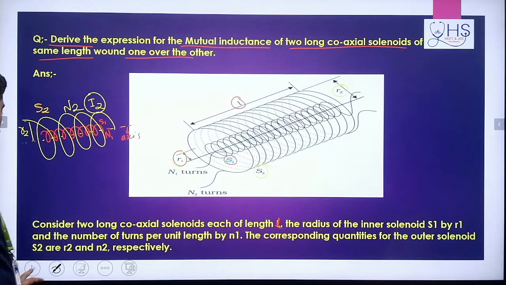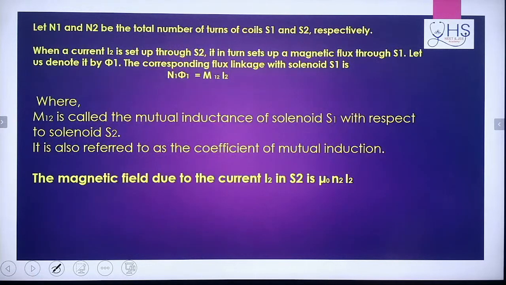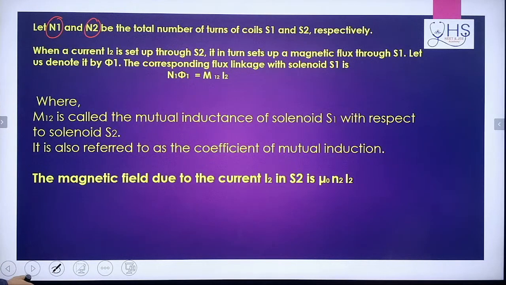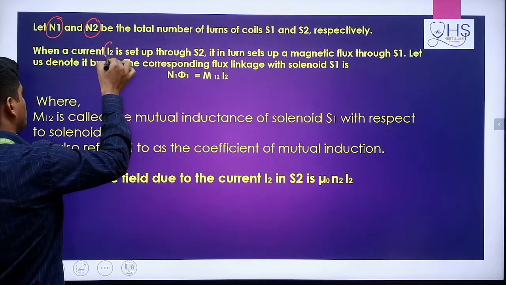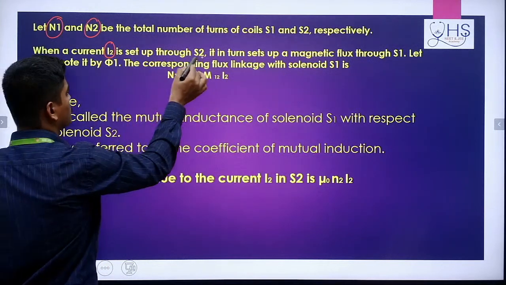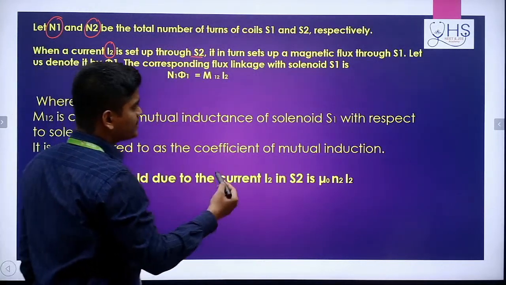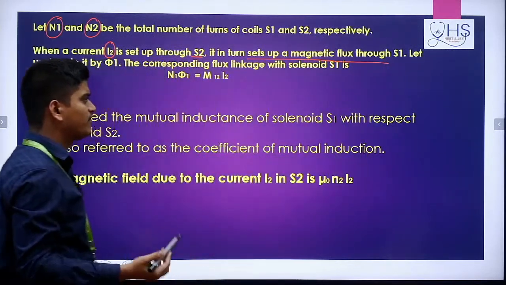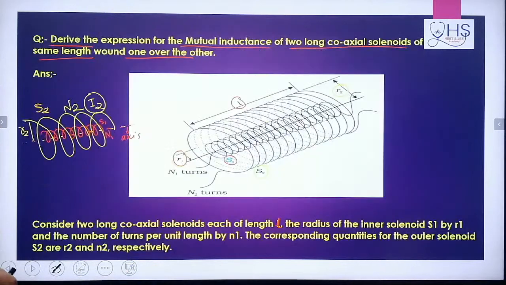Okay. Now let N1 and N2 be the turns. Already I told that one, so you can understand here. Now already I told I2 is the current. Let I2 be the current in the upper coil, that's S2 coil. And when this I2 is set up, at that time a magnetic flux will also be set up on the coil 1. So when I2 is set up in coil 2, then flux will set up in coil 1.